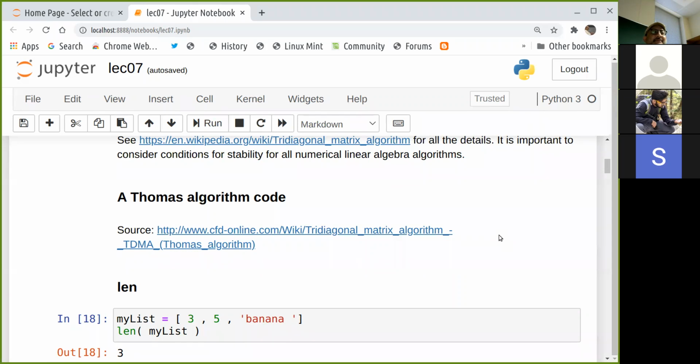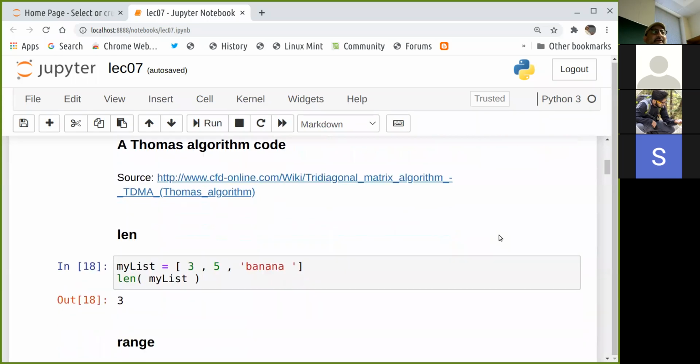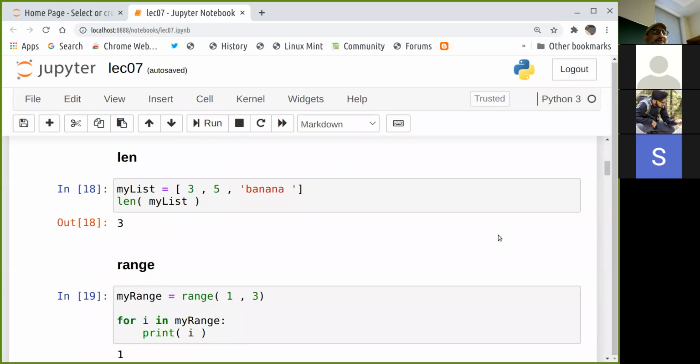I don't know if I covered len before, but that comes up in this code. So if I have a list with 3 entries and I ask for the len of that list, it returns 3. So you want to write an algorithm not for a 6x6 system, but for an n-by-n system. And so when you feed in the required arrays, it should be able to work out how big the system is.